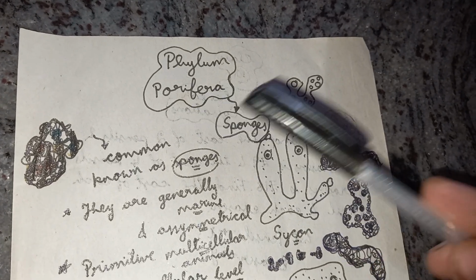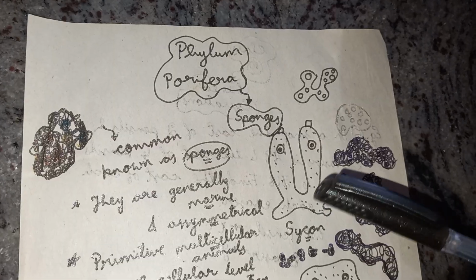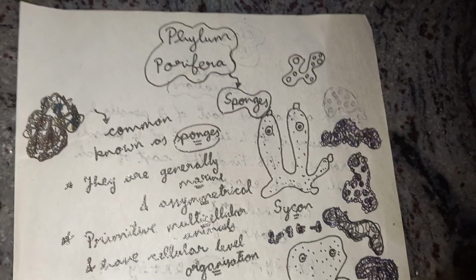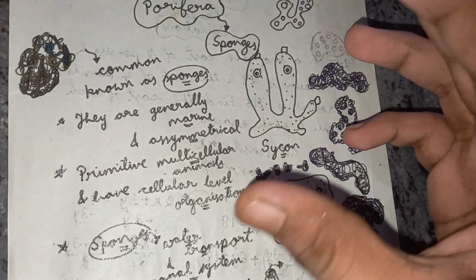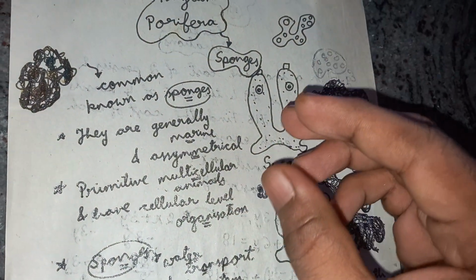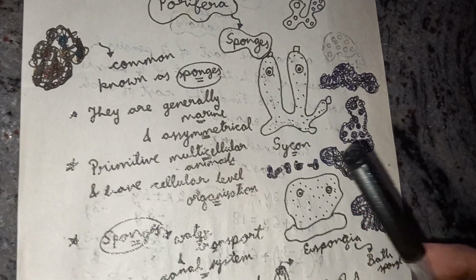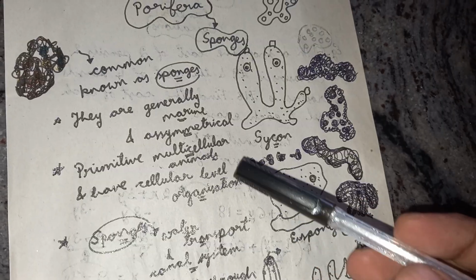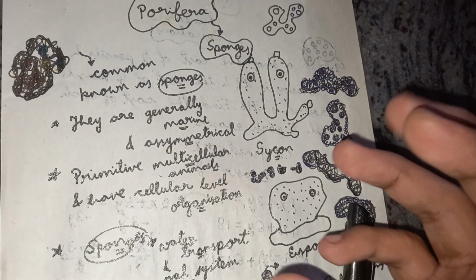Now I'm going to tell you about sponges, the phylum Porifera. The phylum Porifera is nothing but the primitive animals. These are just clusters of different cells. Now I'm going to tell you about what is Phylum Porifera. These are multicellular animals with a cellular level of organization.